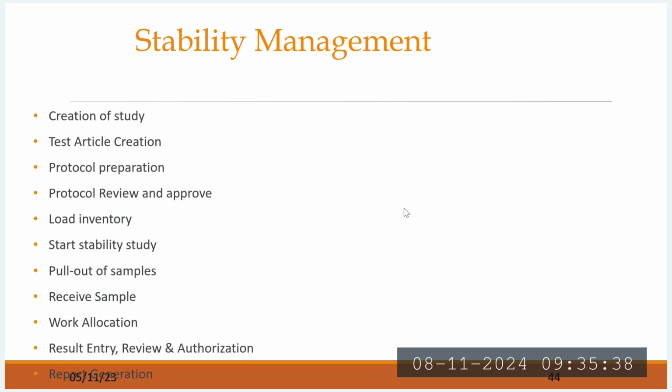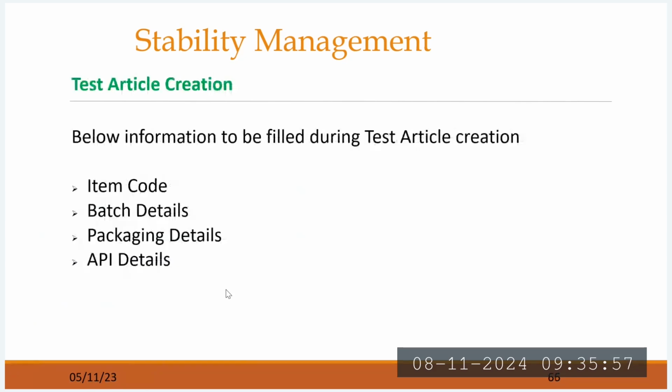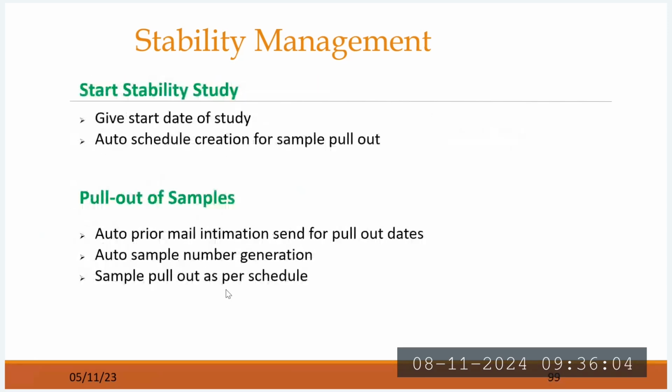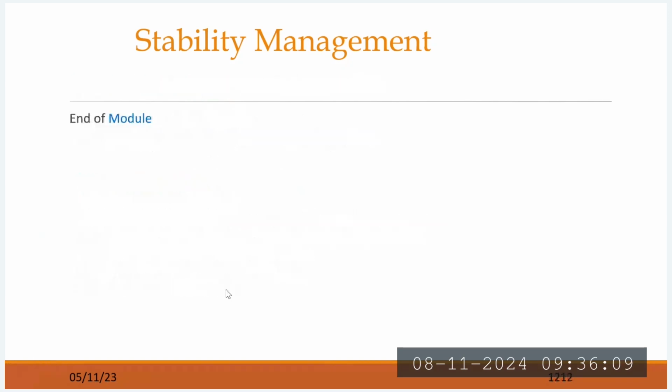The way I have communicated: creation of study, test article preparation, protocol, review, approval, loading inventory, start study, pull off samples, receive, work allocation, results entry, report generation. These steps will all be common. For creation of study, what are the steps, the test article purpose, what topics need to be ensured, and protocol preparation, what are the activities, and review and approval, sample allocation and work allocation, report generation. This is the way we are going to control through the LIMS application.